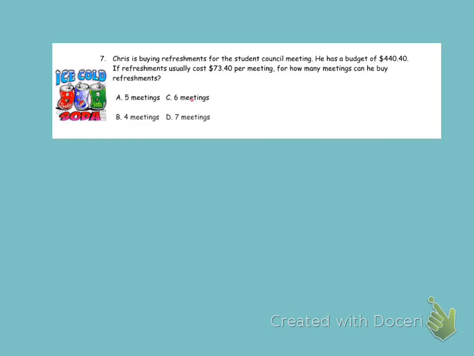Last problem. Chris is buying refreshments for the student council meeting. He has a budget of $440.40. If refreshments usually cost $73.40 per meeting, for how many meetings can he buy a refreshment? So for how many? So it's taking this total and it wants you to split it up into parts. Therefore, your operation is division. So this is what we are splitting. Therefore, that's what's going as our dividend.